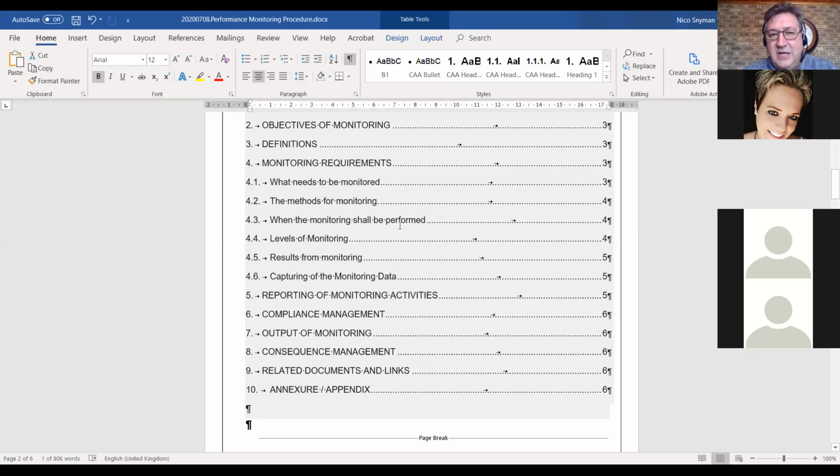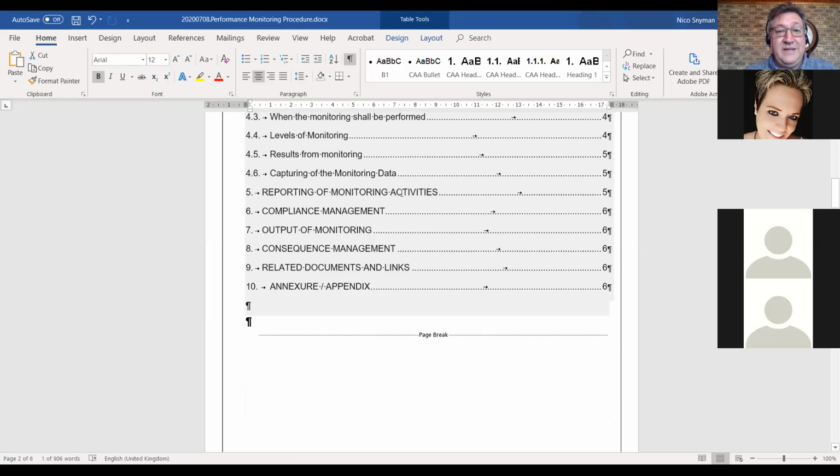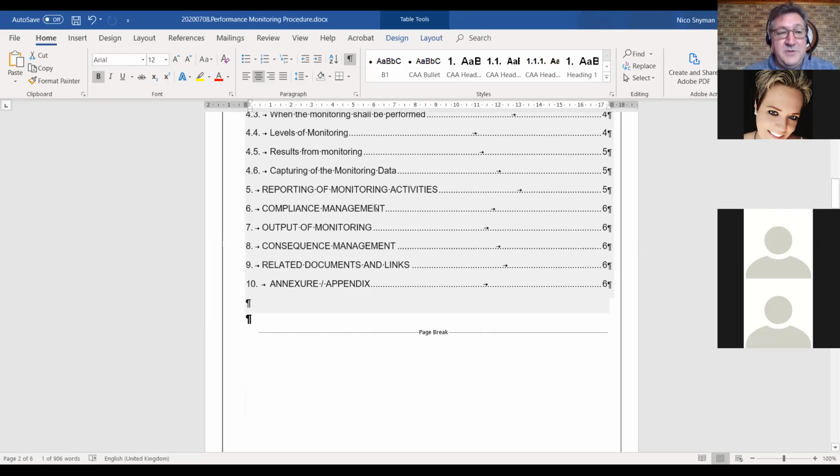Now you can see this is a lower document than what we've got in a level 1 document. This is a level 2 document because we are saying here, what do we do? Why do we do it? Where do we do it? Etc. What are our levels of monitoring, the results of monitoring, the capturing of the monitoring data? How do you analyze that? The reporting of monitoring activities, the compliance management, the output of the monitoring, consequence management, this is the discipline management, the related documents, and then all the annexures.